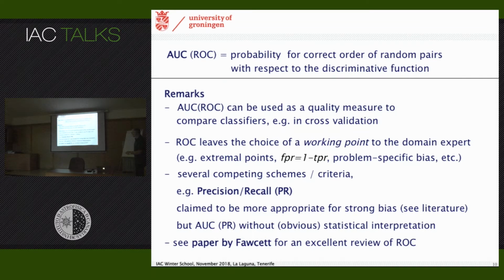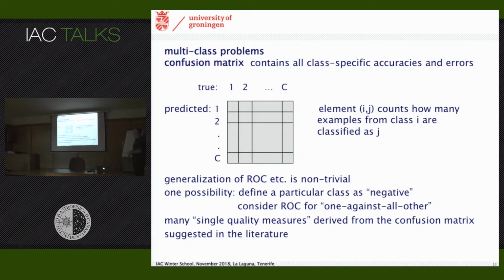Okay, the AUC of the ROC curve can be used as a quality measure for comparing different classifiers, obviously. You can take it to your medical data analyst or whatever, the user of your classifier in the end, and then he or she can decide where do I want to put the working point. How important is it for me to have a low false positive rate versus a high true positive rate. There are competing schemes like precision recall, which are also useful and preferred in some other contexts, but they lack the simple statistical interpretation. Okay.